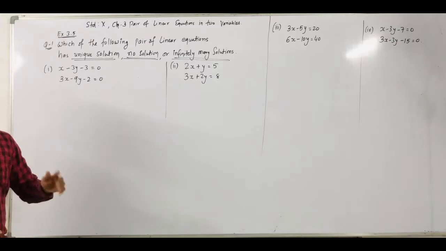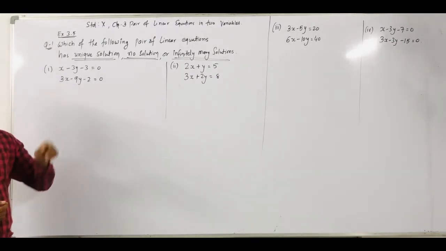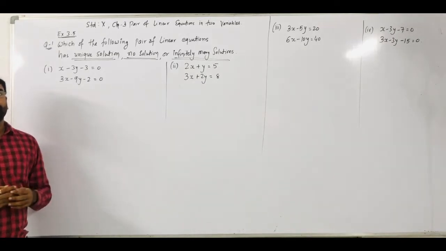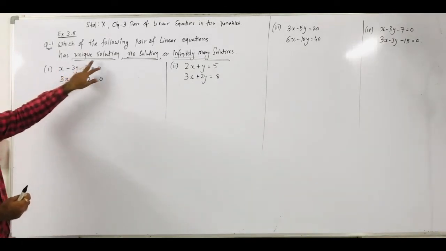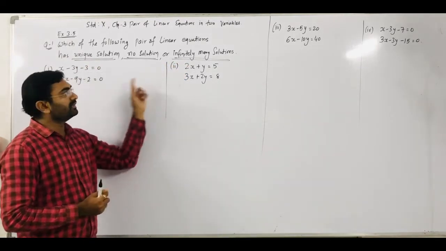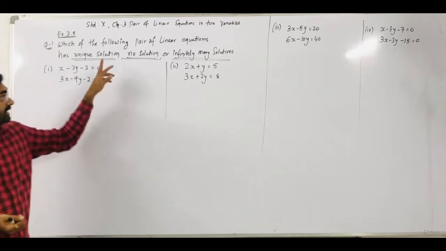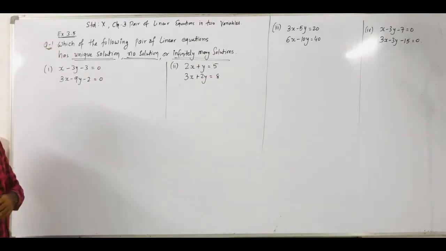As per the new CBSE syllabus, the cross multiplication method is removed from the syllabus, right? So we do not have to discuss that, but another question is given about the type of solution, which type of solution you get for the given linear pair of equations. That thing we have to learn. Okay, so that's why we have to solve exercise 3.5.